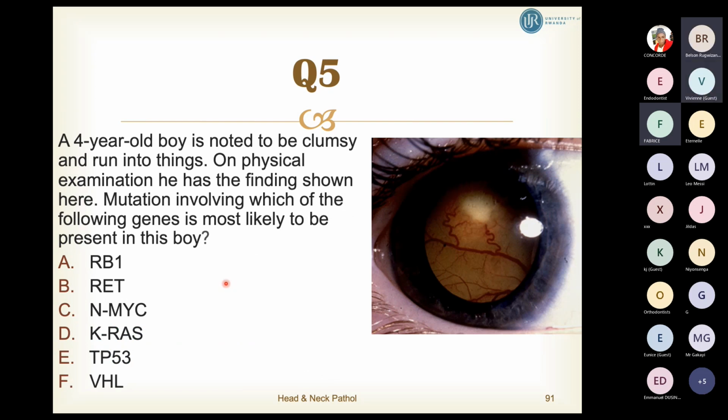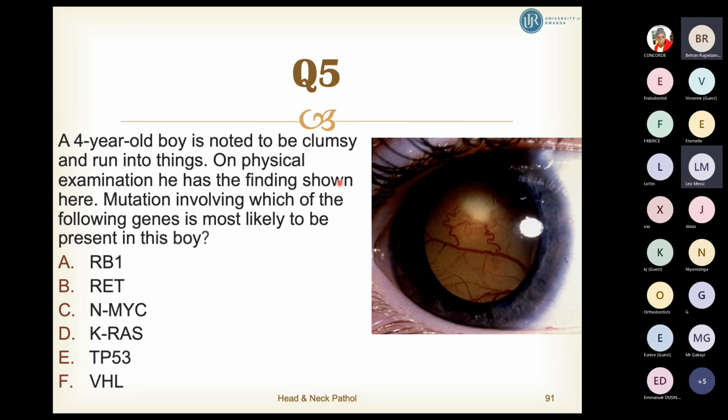So a 4-year-old boy is noted to be clumsy and runs into things. On physical examination, he has the findings shown here. You can see the vessels and this whitish thing. So mutation involving which of the following genes is most likely to be present in this boy? So first of all, what is the diagnosis? That's the first question. And then the mutation involved.